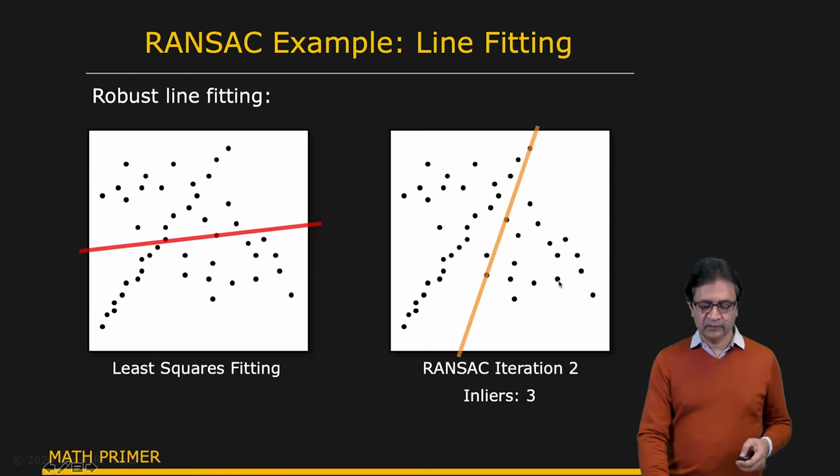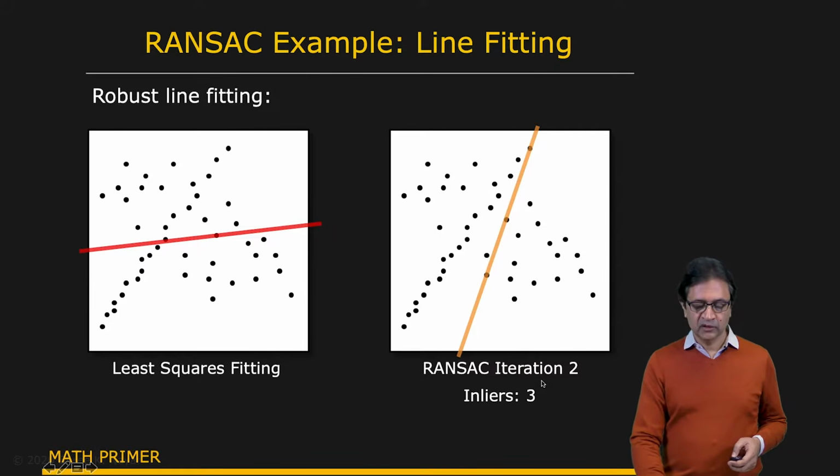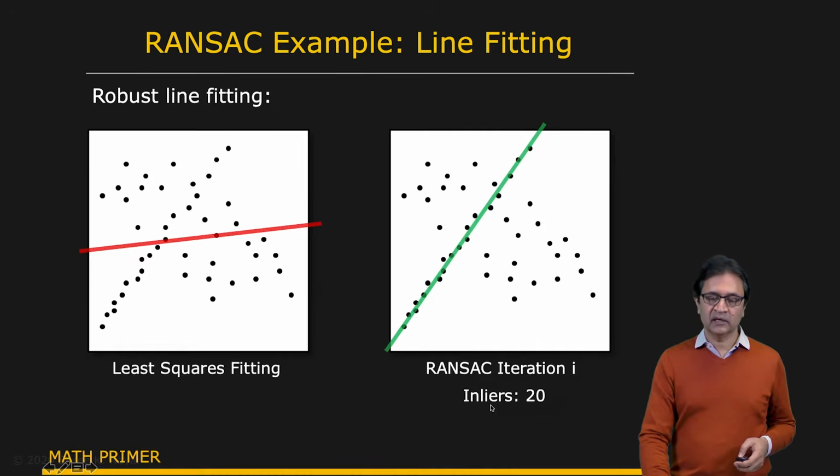Go back and do the same thing. In this case, you have these 2 points that were chosen randomly, and there's only 1 other point that falls on that line, so you have 3 inliers. And you keep repeating this. Sooner or later, you're going to hit 2 points that lie on this cluster. That's the key observation here. And when that happens, you get something like 20 inliers here.